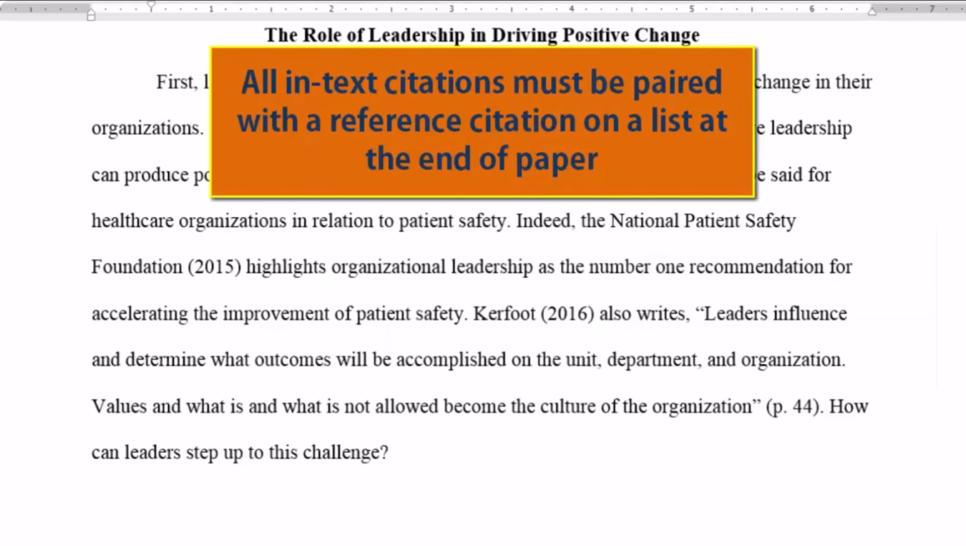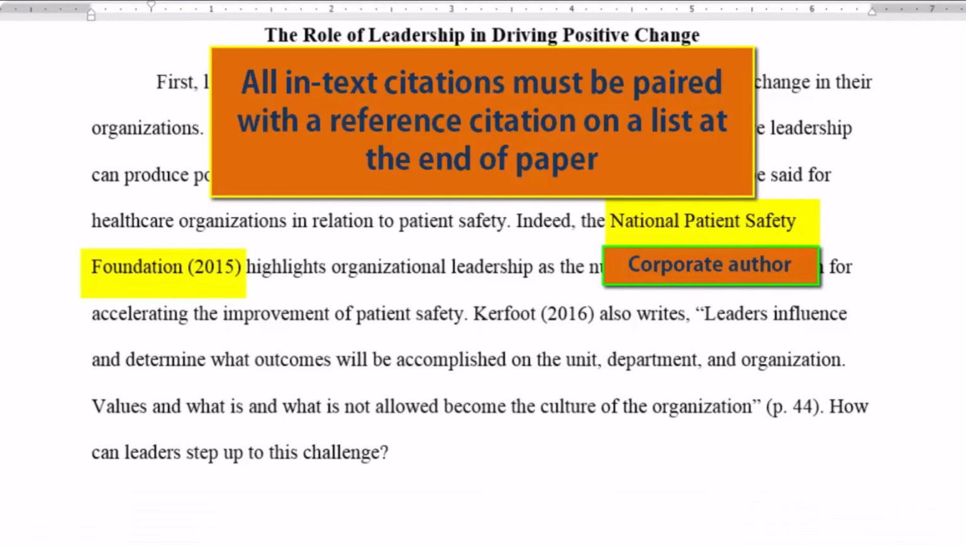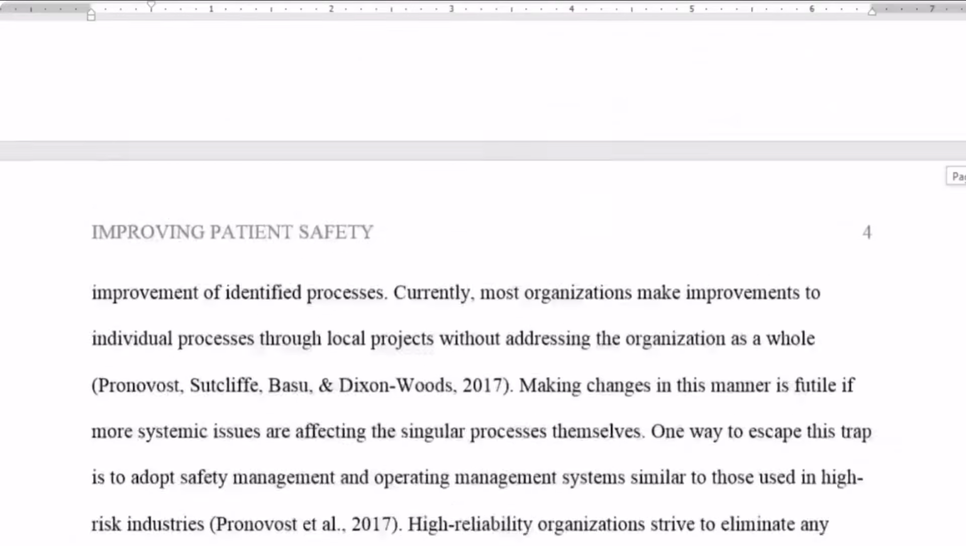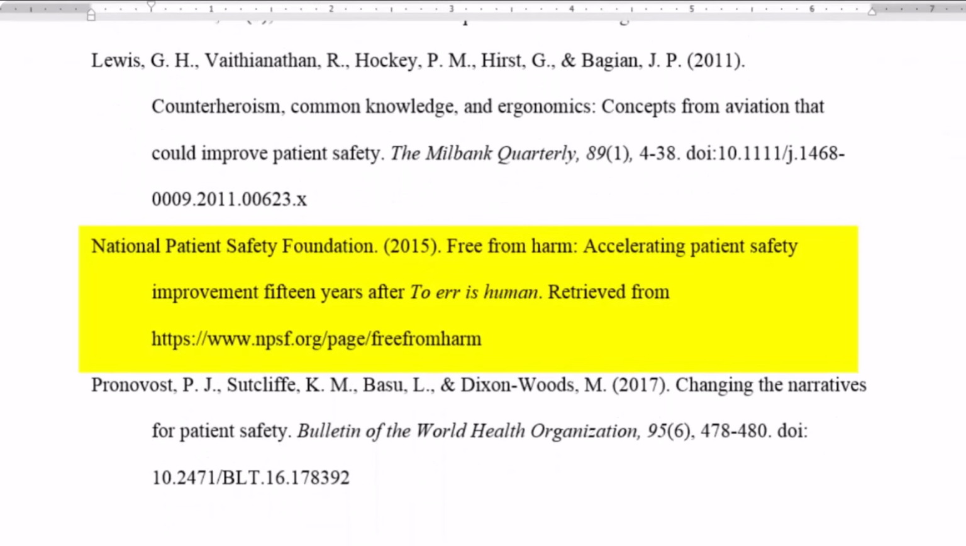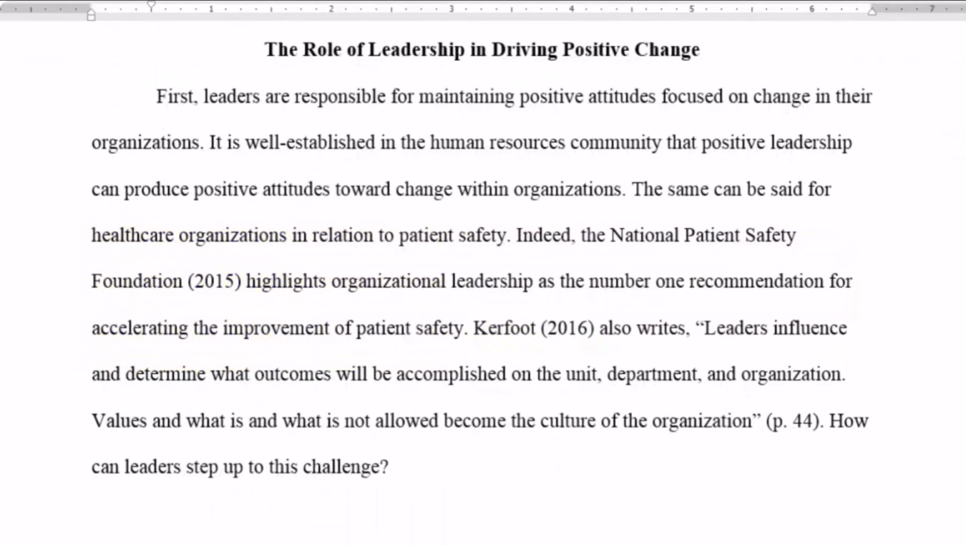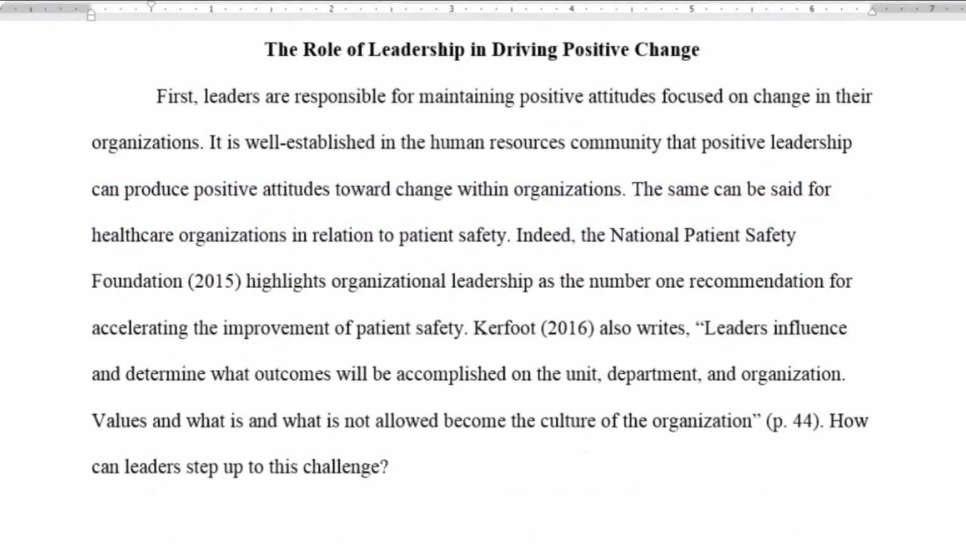Finally, all in-text citations must be paired with reference citations on a list at the end of your paper. So, with National Patient Safety Foundation, a corporate author, I should be able to go to the end of the alphabetical reference list and find a reference citation. And there it is, the full citation. Same for the Kerfoot in-text citation. If I scroll down to the K's on the reference list, I should find a reference citation beginning with Kerfoot, and there it is.